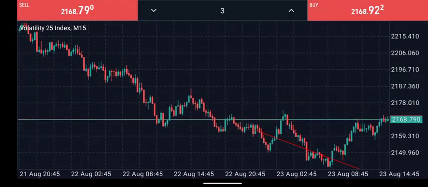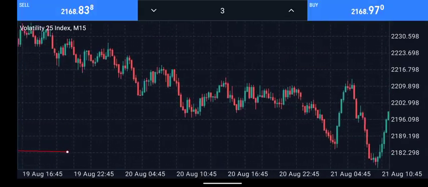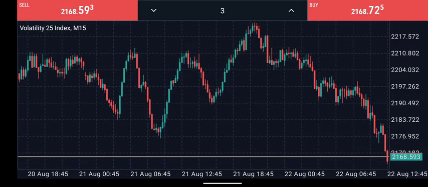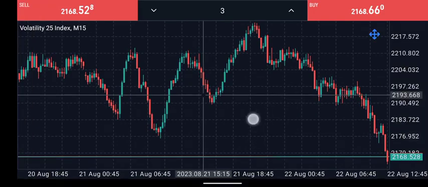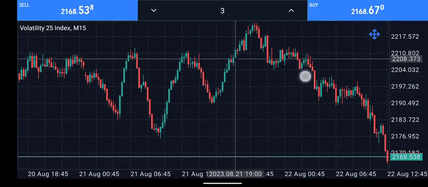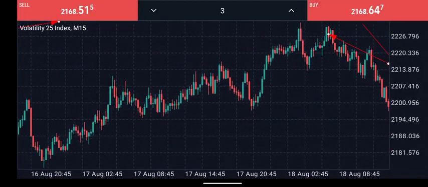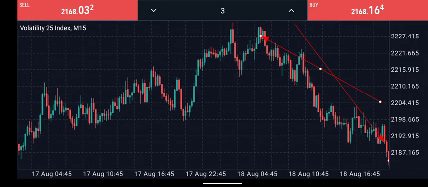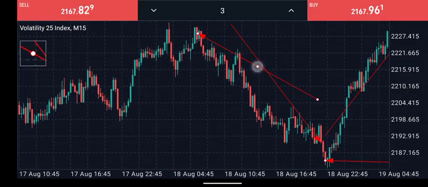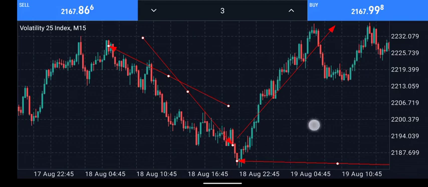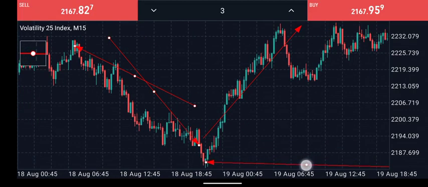But that does not mean they are not seen. Even in 15 minutes, you can see OBs are there. See, this is the last red candle before a push to the upside. So there are actually so many. I think we have understood what OBs are. A bearish order block is the last green candle before a push to the downside, while a bullish order block or demand zone is the last red candle before a push to the upside.